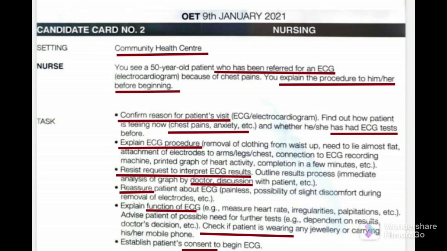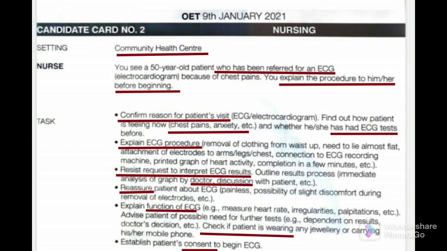Then the next one, explain the ECG procedure. You can just underline the ECG procedure. That's enough. Then removal of clothing from the waist up, needing to lie almost flat, attachment of electrodes to the arms or legs and chest, connection to the ECG recording machine, and a printed graph of heart activity. Everything comes under the procedure. Then completion in a few minutes. Okay, that's fine.